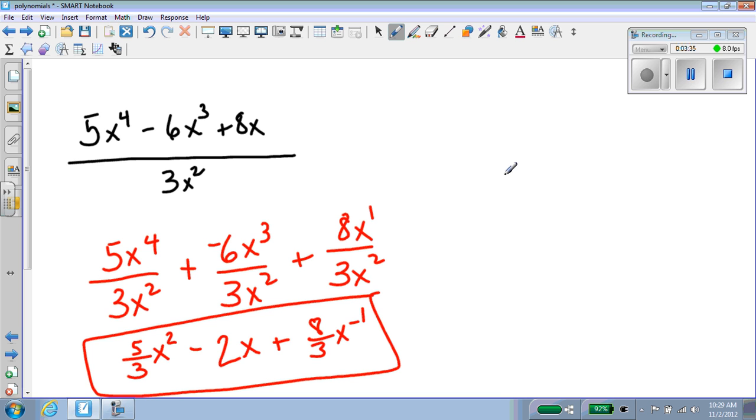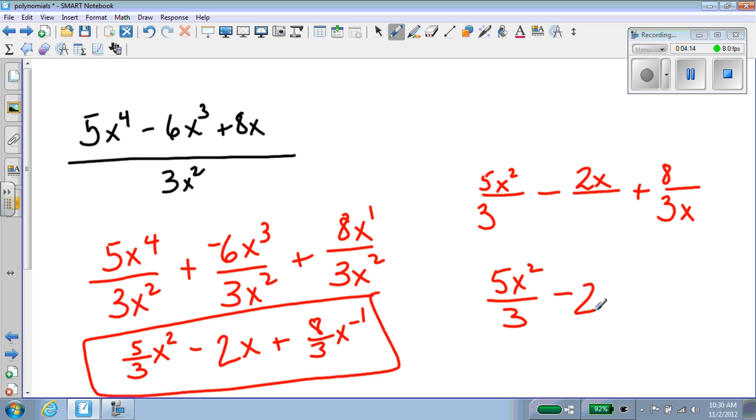We might have gone slightly differently. We might have done this, and I'm going to accept this as well as an answer. 5 and 3 have no factors in common, and the x squared, more powers of x on the top, minus 6 divided by 3, 2, either plus negative 2 or minus 2, x. There's nothing in the denominator. You could put a 1 there if you want. Plus 8 and 3 have nothing in common. More factors of x on the bottom. So this answer could also look like 5x squared over 3 minus 2x plus 8 over 3x.